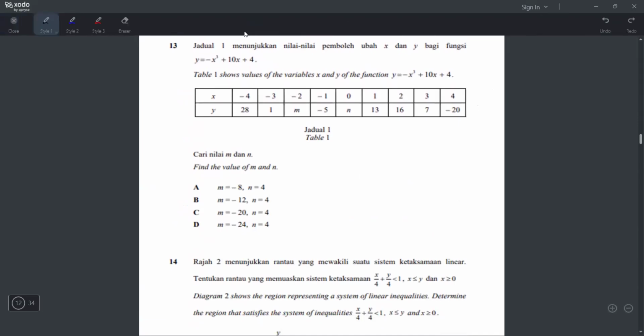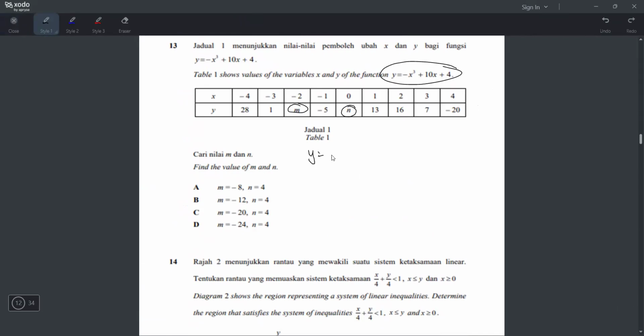Okay, continue. Number 13. Table 1 shows values of variables x and y of this function. They give you a table. Find the values of m and n. So how to find m and n? So this is m, this is n, right? I think it's quite easy. You just substitute into the equation, then you get it already.